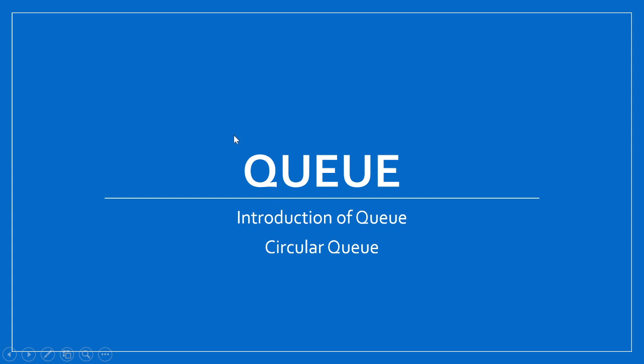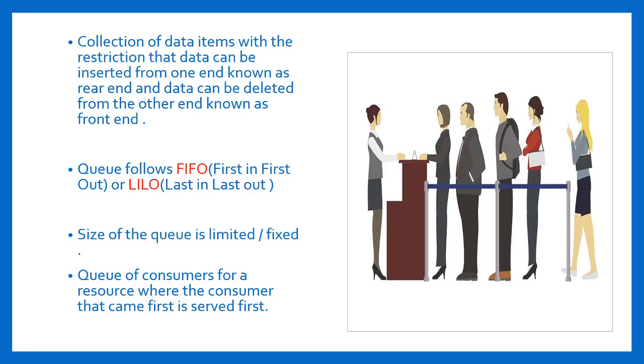So the second topic which you came for is queues: introduction of queues and circular queues. A queue is basically a collection of data items with the restriction that data can be inserted from one end and removed from the other end. So there are two ends, one known as rear and one known as front. From the front end we can remove the elements, and from the rear end we can add the elements.